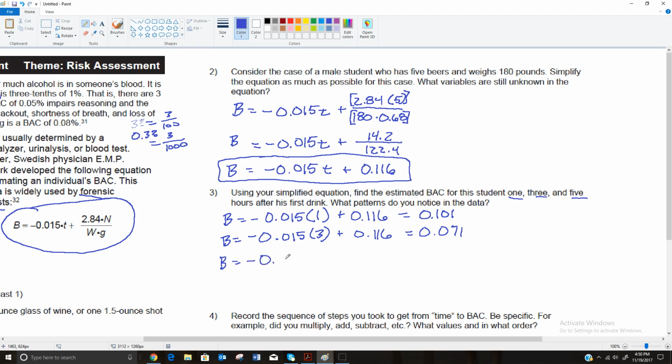And then if we put in 5 hours, this is still not going to put him at having no alcohol in his system, but it's going to put him probably below the impaired level. Yes, so at this point he's at 0.041, which puts him below what they say is an impairment level, but definitely still has alcohol in his system after 5 hours.